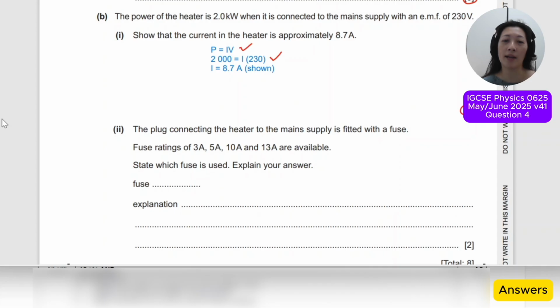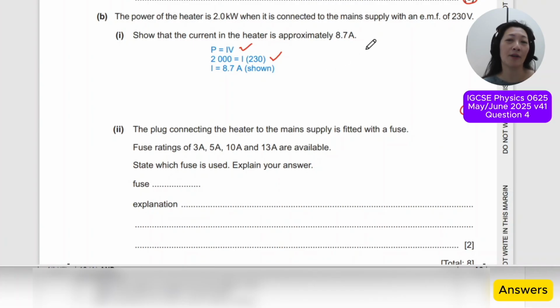B2. The plug connecting the heater to the main supply is fitted with a fuse. Fuse ratings of 3 ampere, 5 ampere, 10 ampere, and 13 ampere are available. State which fuse is used. Explain your answer. So the answer to this question is related to B1. The good thing about this question is that they already told you that the current in the heater is approximately 8.7 ampere. So this question, again, I consider another free mark because they've told you that this is the current value and you use this current value to determine the fuse. So you have no excuse to identify the wrong fuse because you already have a reference here.